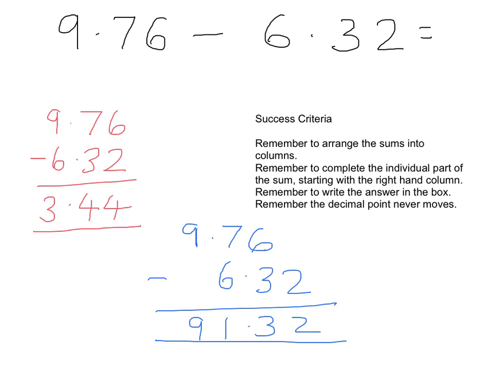As you can see in this worked example, the decimal point is not aligned correctly, meaning that the 6 hundredths and the 2 hundredths are not aligned, which if we look back to our success criteria, must be the case. Meaning that 3.44 is the correct answer.